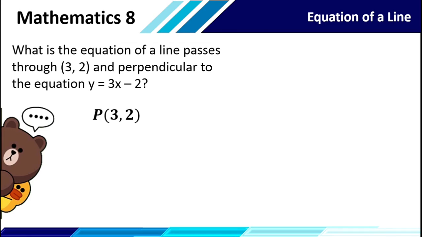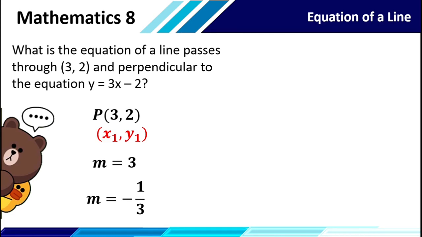Again, we have the given point (3, 2), which will serve as our x sub 1 and y sub 1. And then, we also have a given slope which is 3. Now, if we want to find an equation of the line perpendicular to this equation, we need to get the negative reciprocal of this slope. The negative reciprocal of positive 3 is negative 1/3. Therefore, this will be our new slope for the perpendicular line to the equation y = 3x - 2.